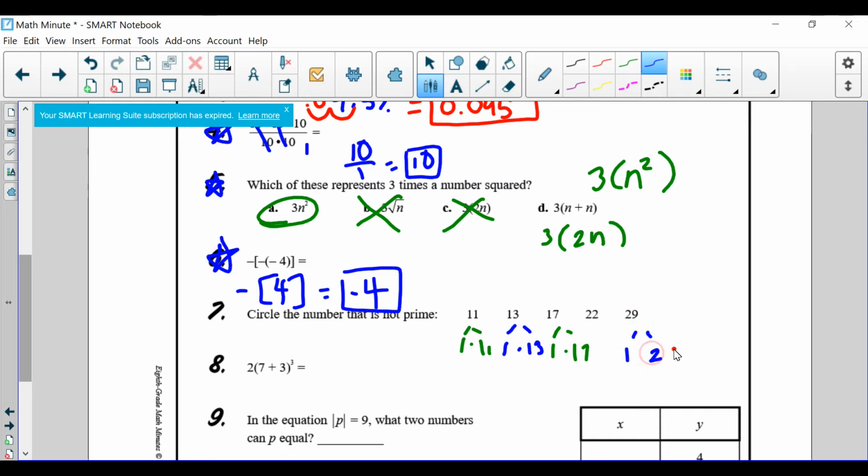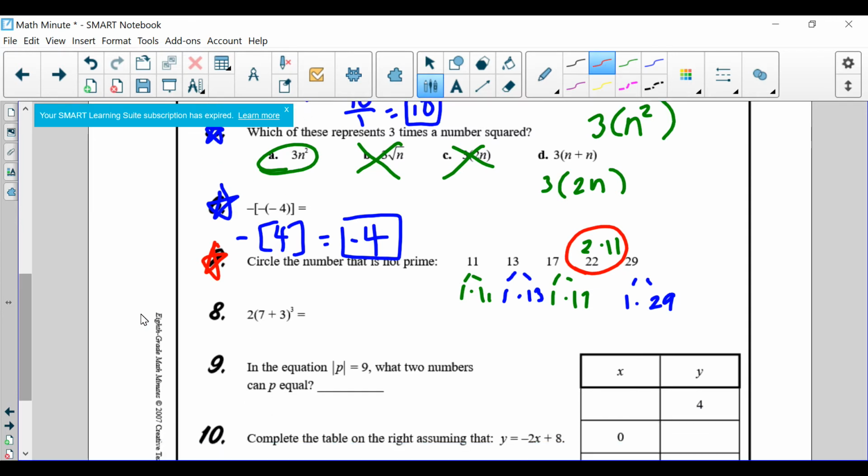1 and 29 are the 2 factors of 29. But with 22, you've got 1 and 22, but you've also got 2 times 11. So this one is the only number that is not prime. It's also known as a composite number, so that's the one that works.